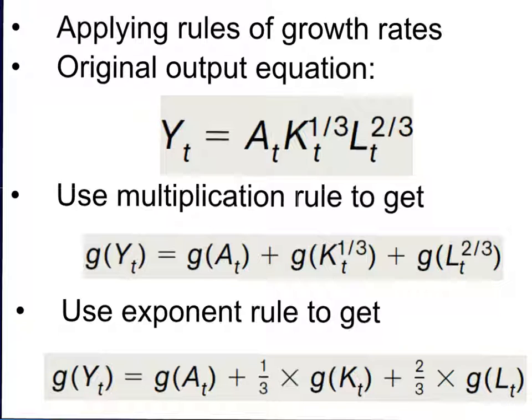So when you take a percentage rate of growth, three variables multiplied together now become the percentage rate of growth of the first variable plus the percentage rate of growth of the second variable plus the percentage rate of growth of the third variable.